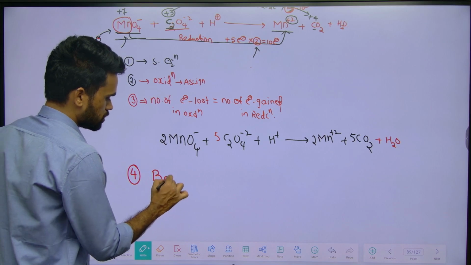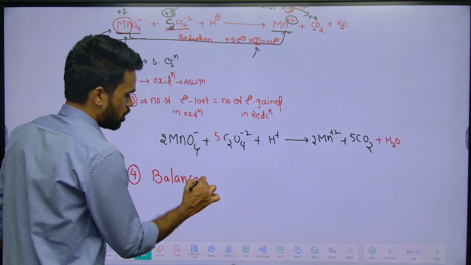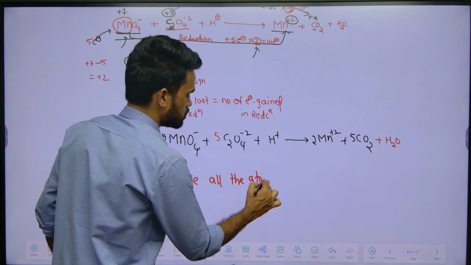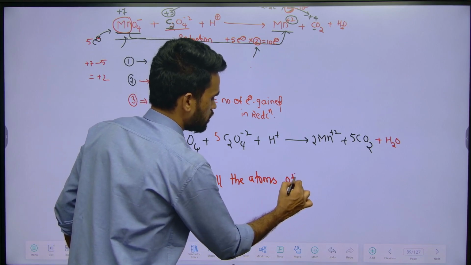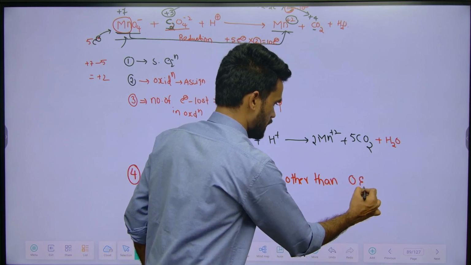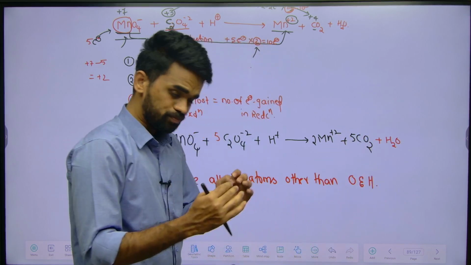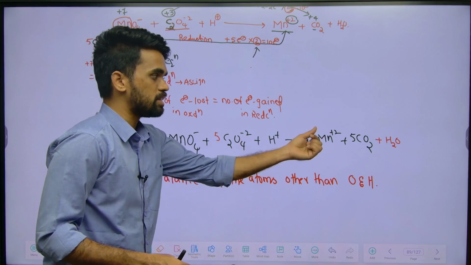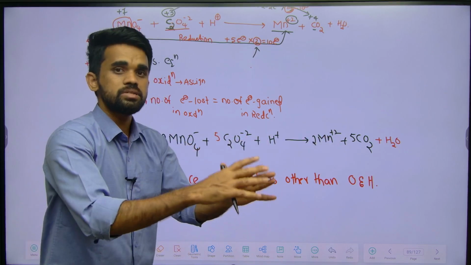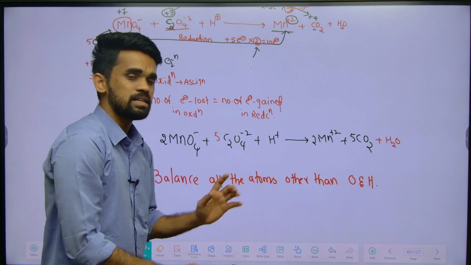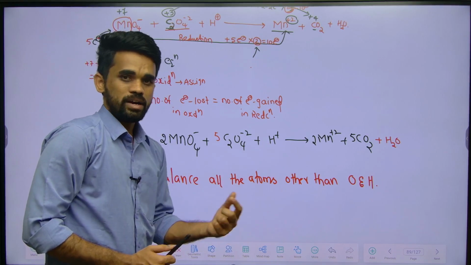Balance all the atoms other than oxygen and hydrogen. It means first we need to balance all atoms other than oxygen and hydrogen. Oxygen and hydrogen we keep aside; we will balance them later. First balance the atoms other than those two.